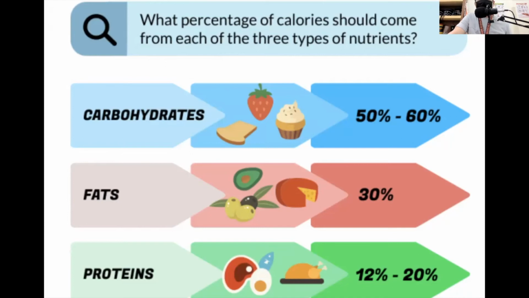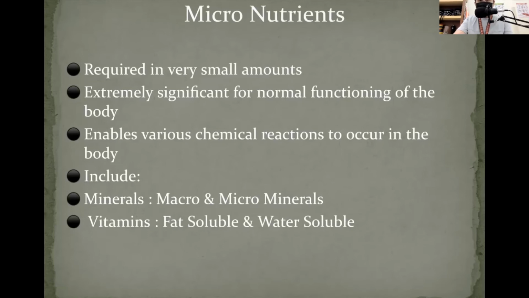To summarize, remember the distribution that I gave you, like in an Indian meal: carbohydrate should be 55 to 60%, fats 20 to 30%, and protein 15 to 20%. So these are all about carbohydrates, fats, and protein.